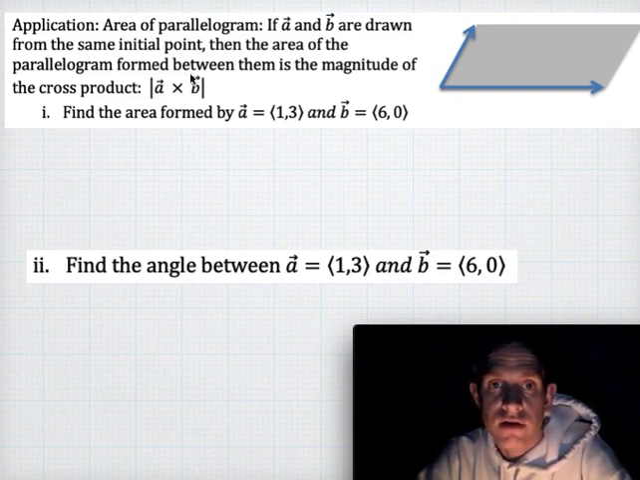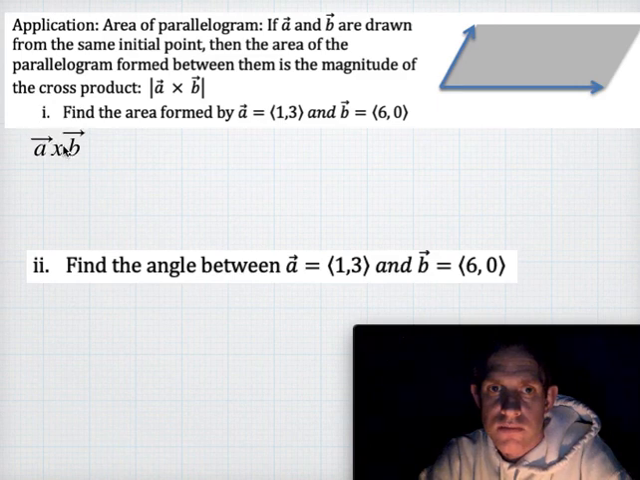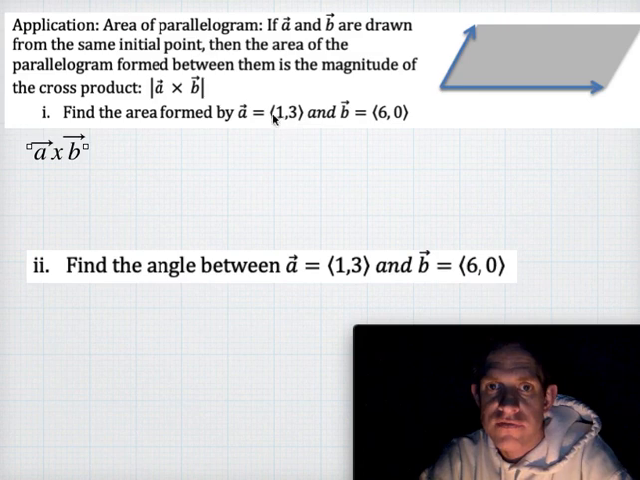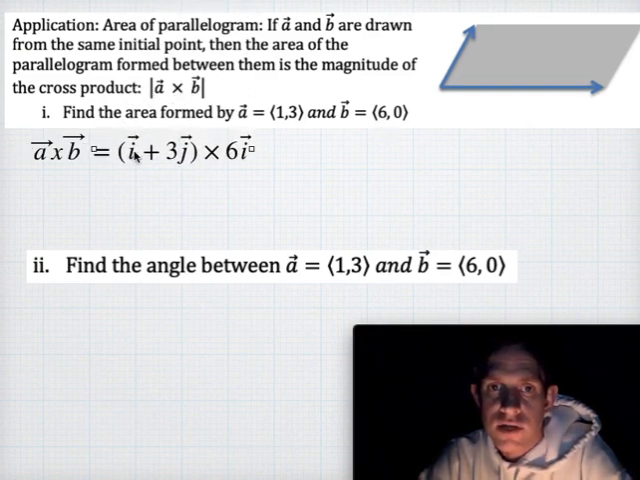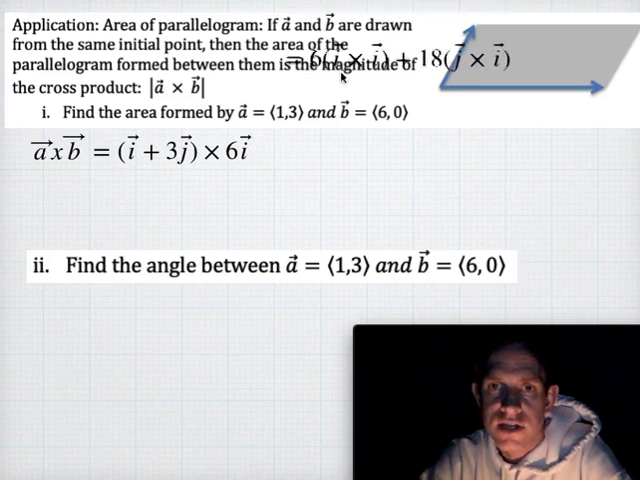To do that, all you have to do is find the length of the cross product, which is kind of 2 steps. Find the cross product first and then calculate its length. So let's start by finding the cross product of A and B. So A cross B, well, I'm going to use the i's and j's definition of this vector. This is 1i plus 3j, and I'm going to cross that with 6i, and so that would look like this. We can use the distributive property, so i times 6i is 6i crossed i, and 3j times 6i is 18j crossed i.